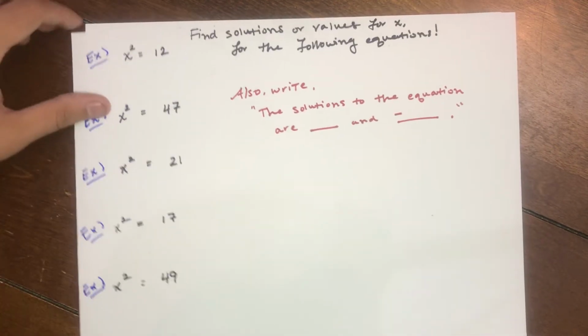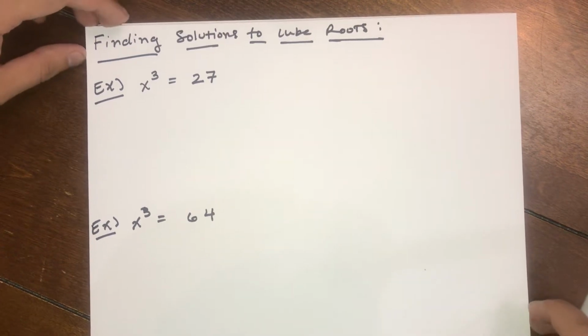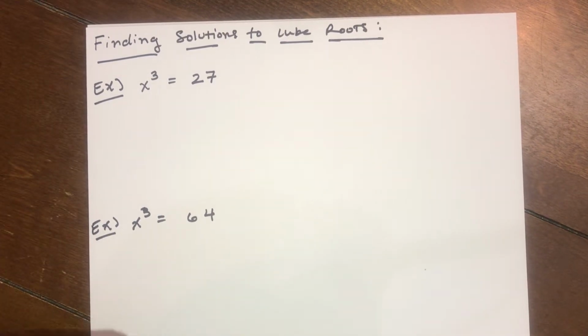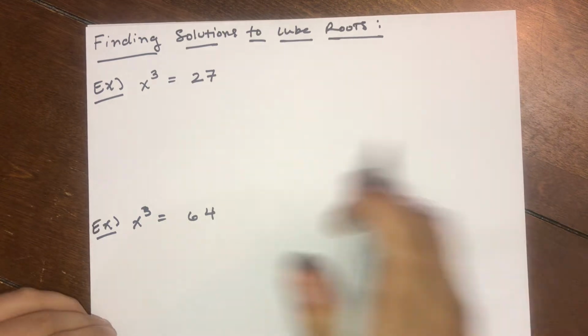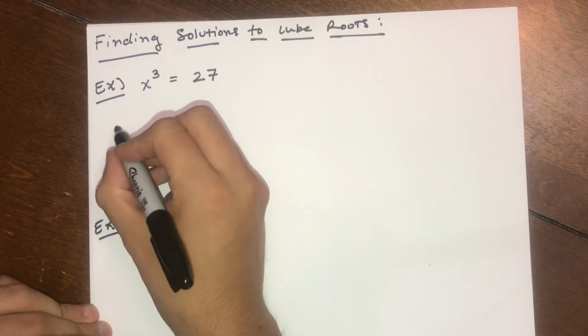Okay? So now let's look at finding solutions to cube roots. All right, it's very similar to finding solutions to square roots. Okay, just an extra step, or an extra concept. So for example, this one says x cubed equals 27.